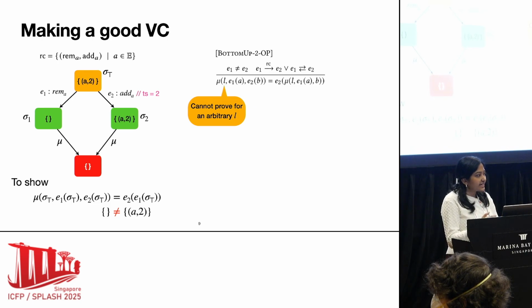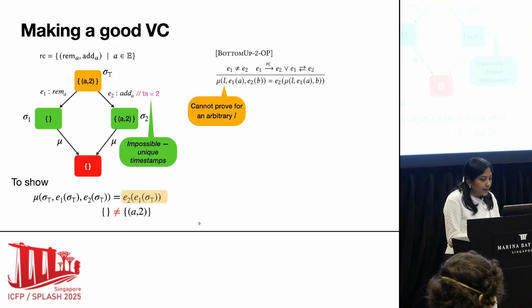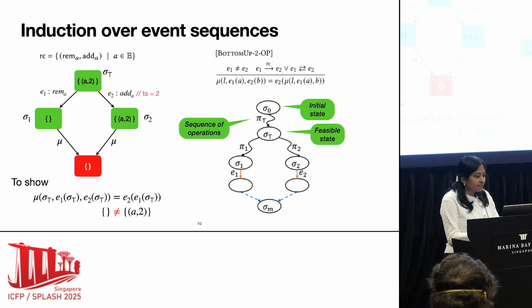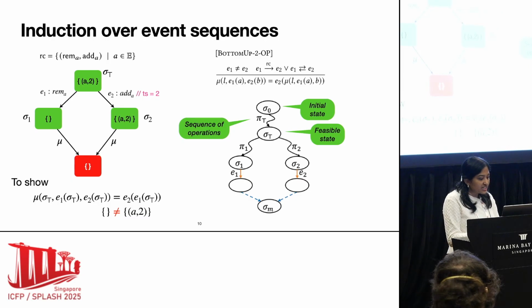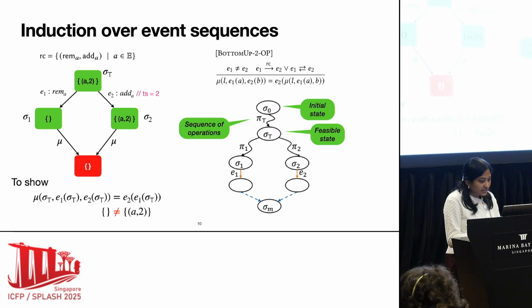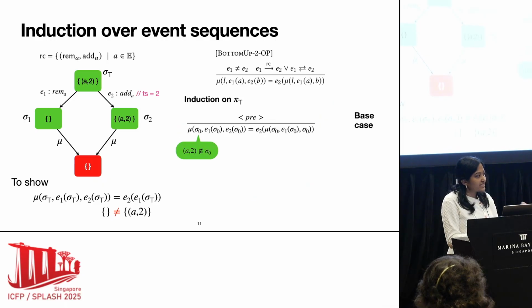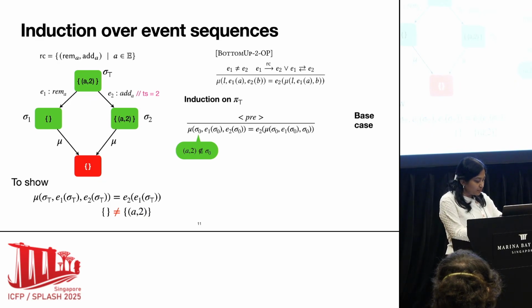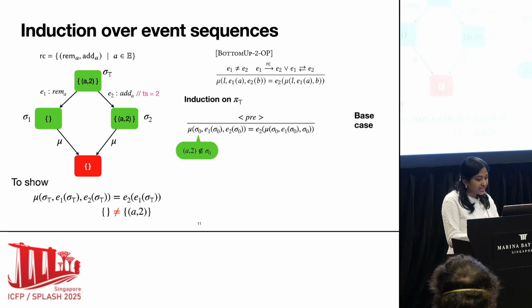So, now we characterize these feasible states by sequences of MRDT update operations, and we do induction on these sequences to establish this property. How do we apply this induction? The merge function takes 3 inputs, sigma t, sigma 1 and sigma 2, and this pi t is the sequence of events that applied on the initial state gives the state of the LCA. So, we apply the induction on this sequence pi t, and we have the base case and the inductive case. The base case is easy to prove because it contains only sigma naught, which is the initial state, which is an empty set, and it is easy to prove the property.